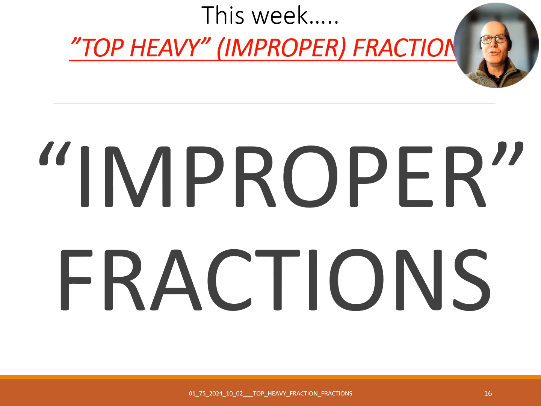Now that we've had a little review of what you must do to add or subtract fractions, let's move on to the topic for this week's lesson. Improper fractions, also known as top-heavy fractions.